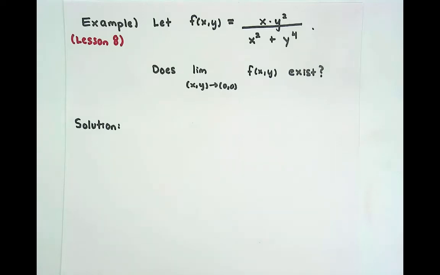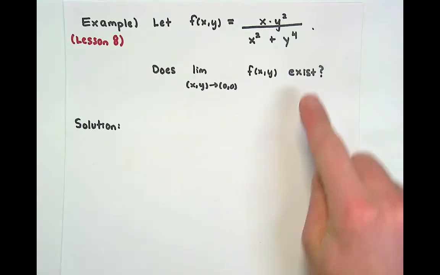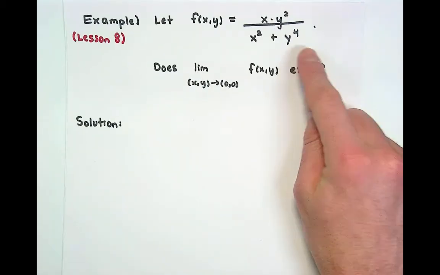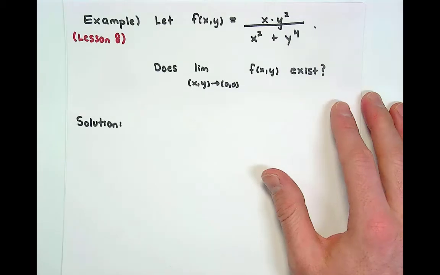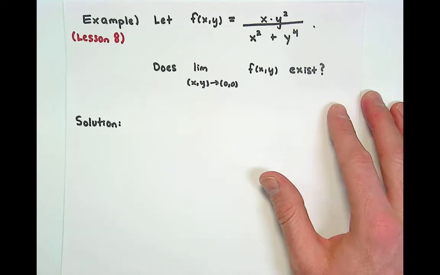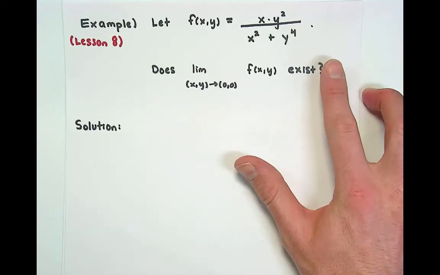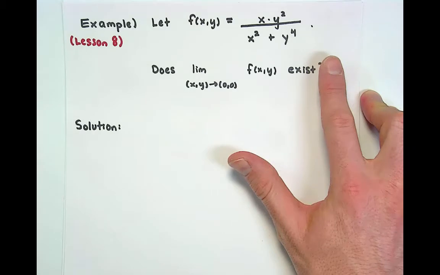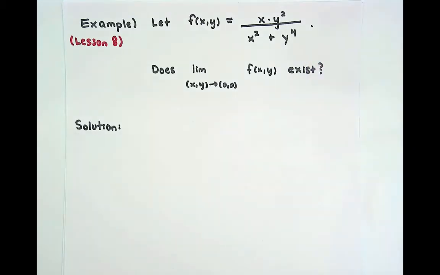Welcome back. We're going to follow up with an example of how to use the two-path test. In this case, we're going to look at a function where we actually have to use paths 3, 4, and 5 to really figure out whether or not this limit doesn't exist. Remember, the two-path test doesn't tell us anything about existence. It only tells us about non-existence.